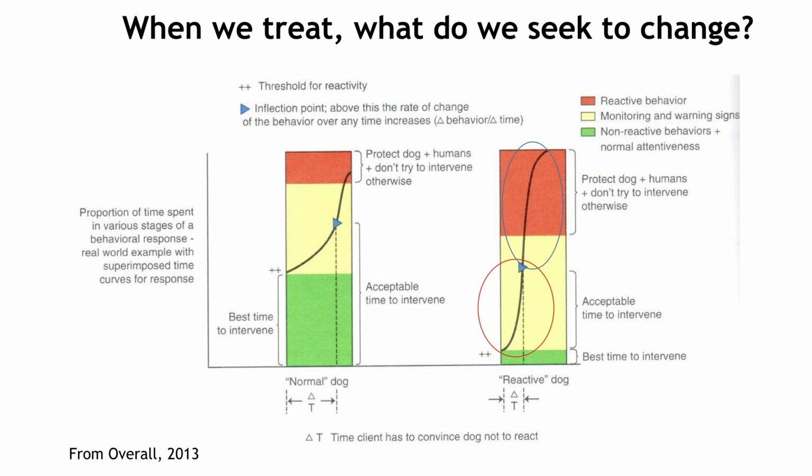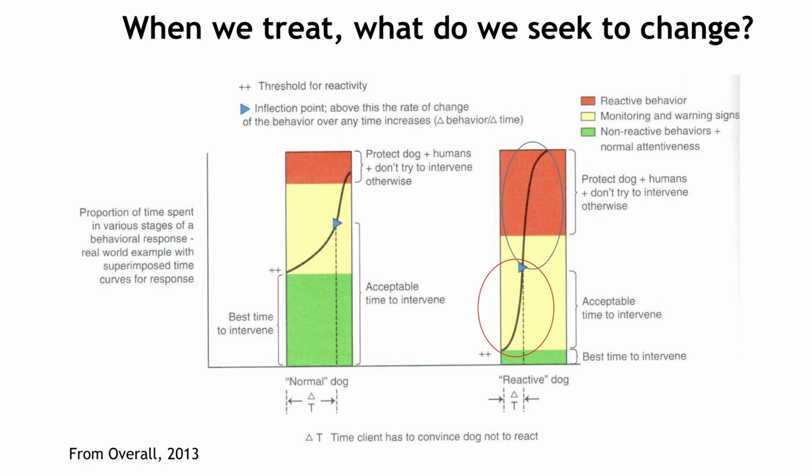If you look at the shape of the curve, normal dogs react very slowly, abnormal dogs react very quickly. The inflection point, the point at which you cannot pull them back with behavioral techniques, comes much earlier for reactive dogs or abnormal dogs than it does for normal dogs. And the time you have to intervene in the event is very tiny for abnormal dogs, and it's large in normal dogs. So our goal in treatment is to change the arousal levels so that this curve now looks more like this curve.